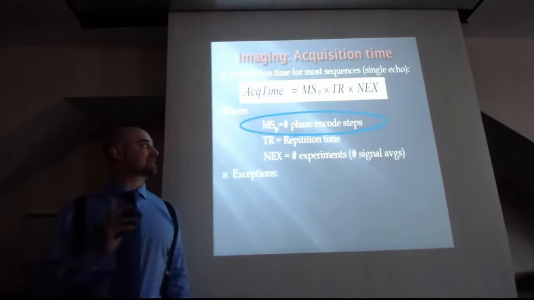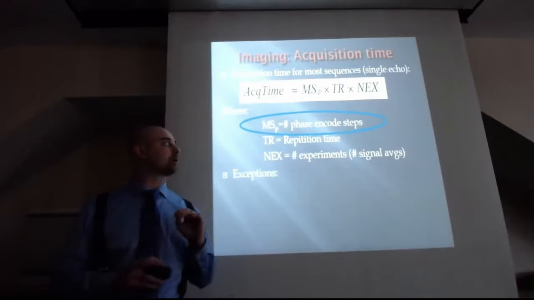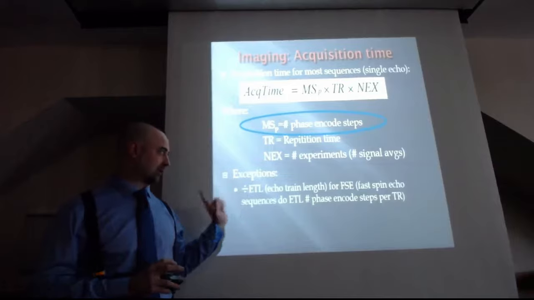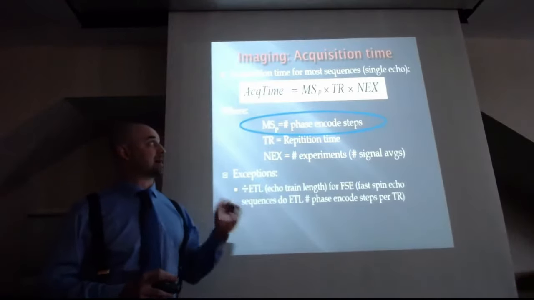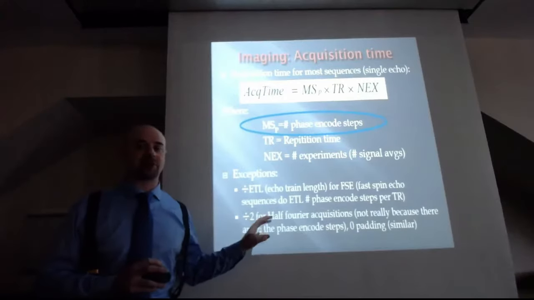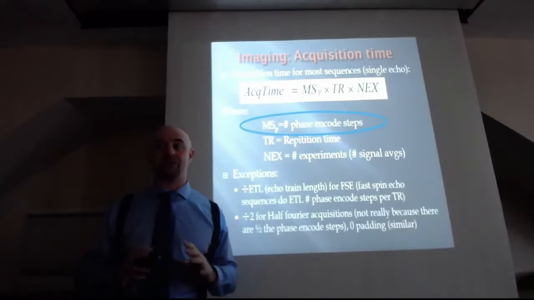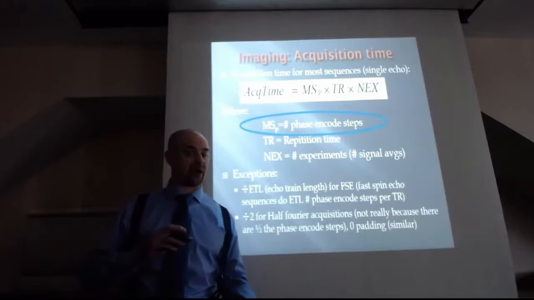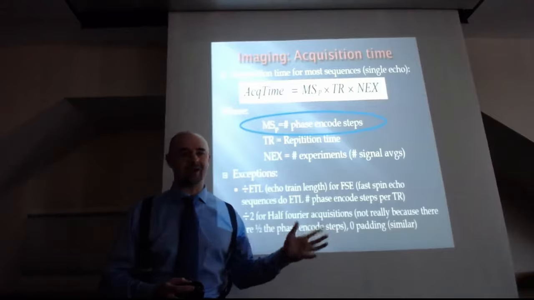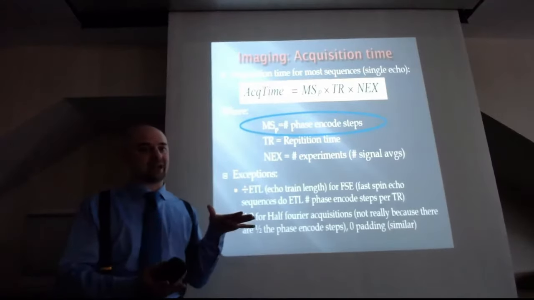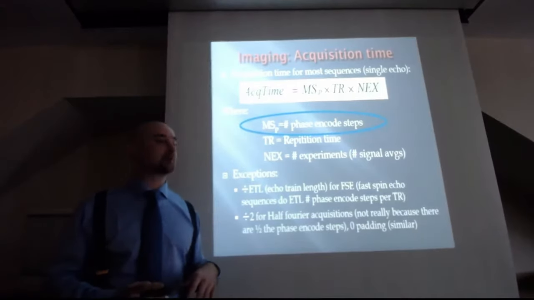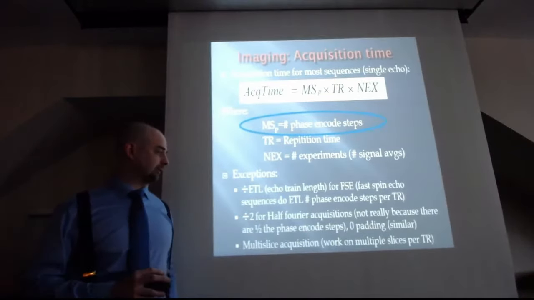Okay, so there are some exceptions here. Now, your number of phase encoding steps, if you're doing a fast spin echo, which we'll talk about next, you'll divide the time by the echo train length. Forget what that means for now. Also, there's some tricks that we can use with k-space. We could use a half Fourier acquisition, in which case it would be divided by 2. You can use zero padding, which is kind of the same thing, where you only collect half or a portion of k-space and just fill it with zeros instead of relying on symmetry.